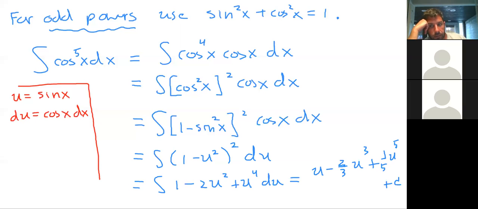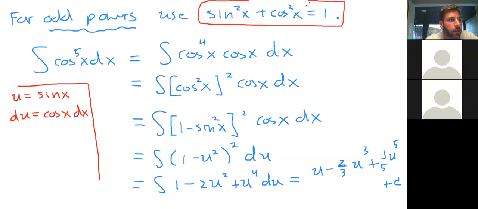Professor? Yes. So we went from the cosine squared x to the 1 minus sine squared x using the half angle formula? No. You talking about in this problem? Yeah, right there. If you're worried about how I got this 1 minus sine squared, I'm using this: take sine squared to the other side of the equation. What is cosine squared equal to? It's 1 minus sine squared. So I'm using this equation to go from here to here.